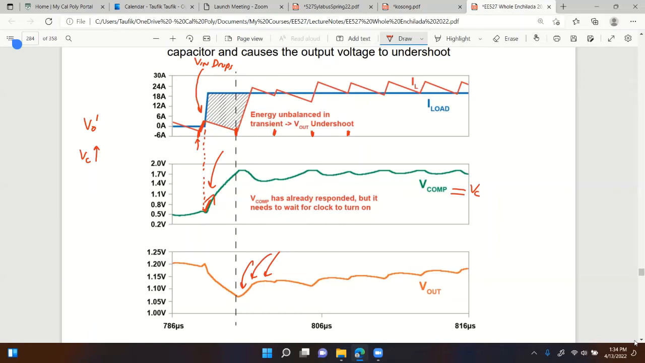But in between that time, in between the time when it realizes there is a drop in the voltage but it cannot do anything, between this time right here, you can see the output voltage keeps decreasing, right? That's not good. Look at these two voltages right here. Error signal goes up. How come the output voltage goes down? It doesn't make sense, right?